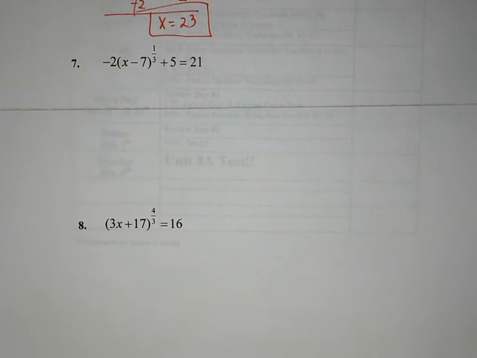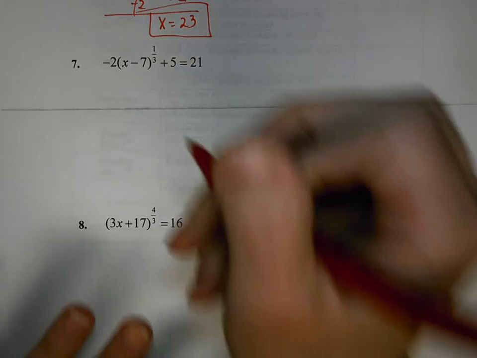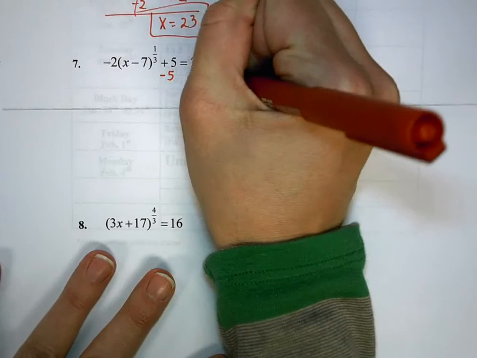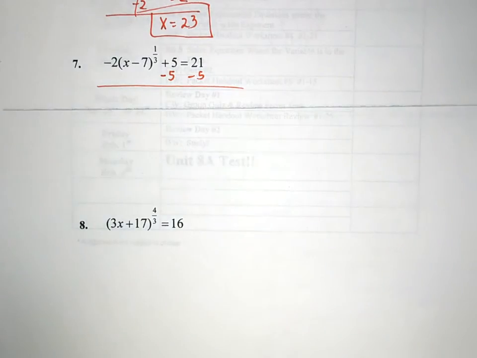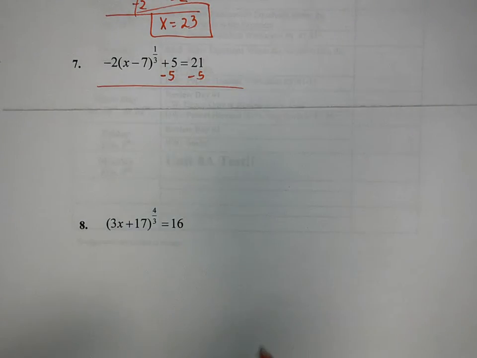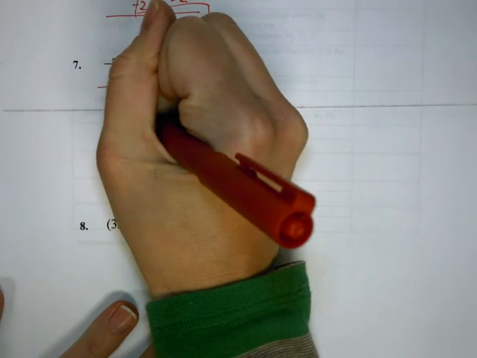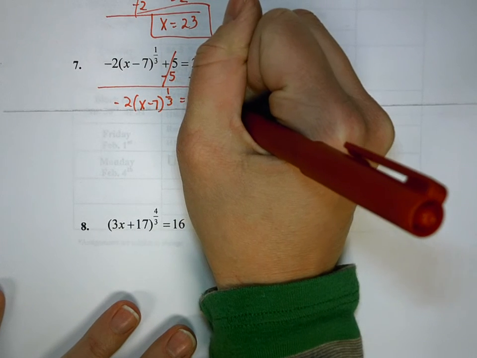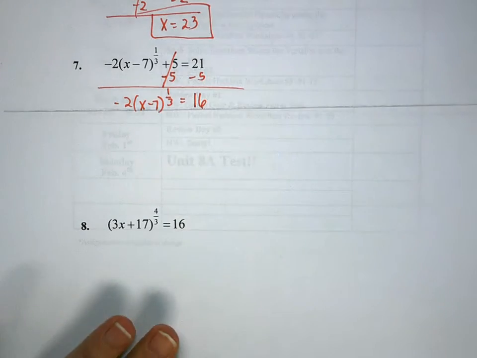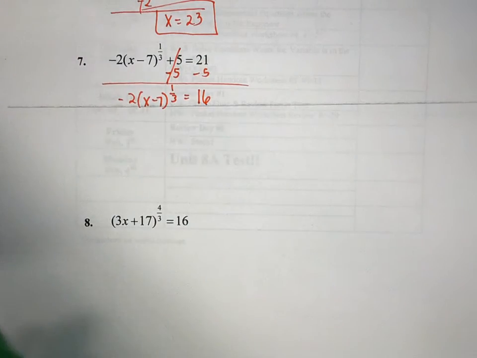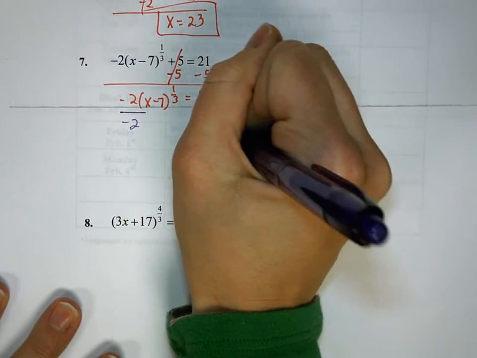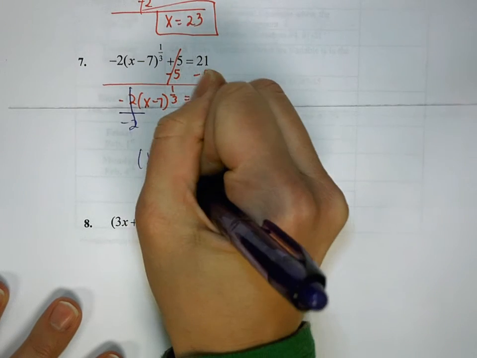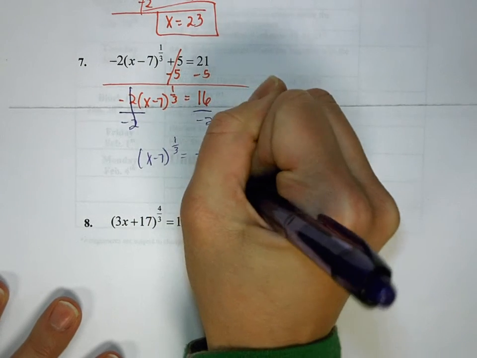All right, here we go. So what's the first thing I do? Yes, subtract, get rid of the adding and subtracting first, and then divide or multiply. Okay, so then we have negative 2 times x minus 7 to the 1/3 equals 16. Then we need to get rid of that negative 2, so I divide by negative 2. So we have x minus 7 to the 1/3 equals negative 8.